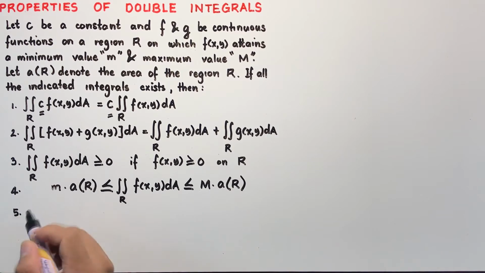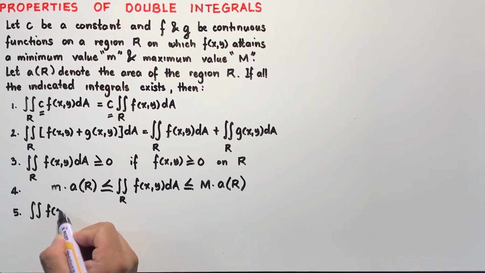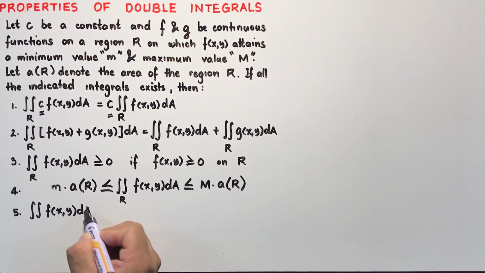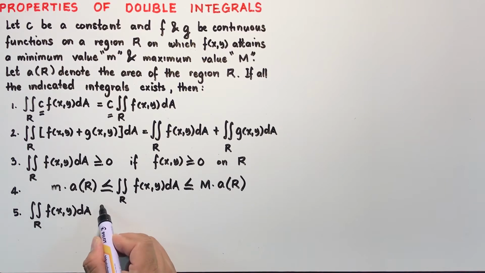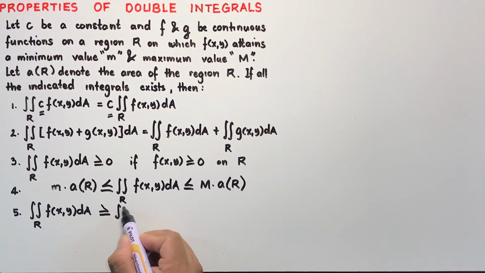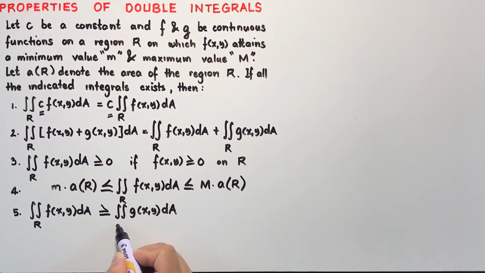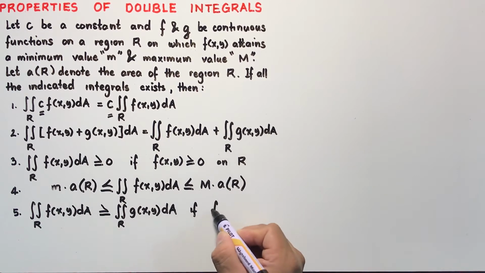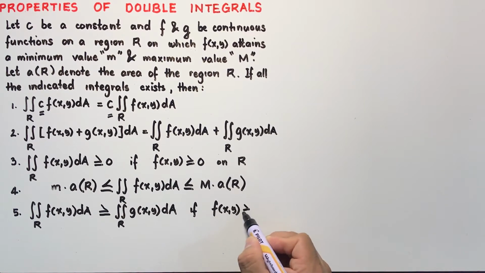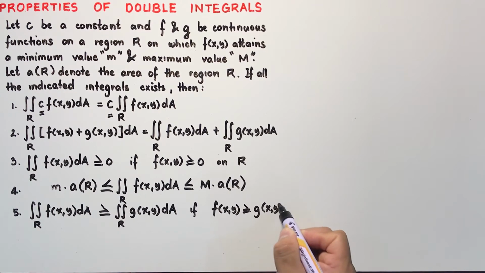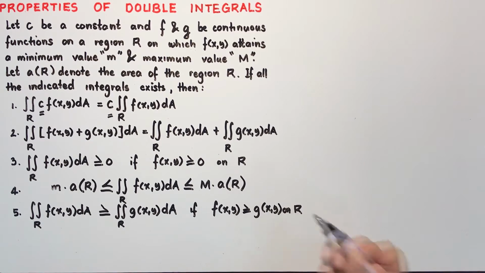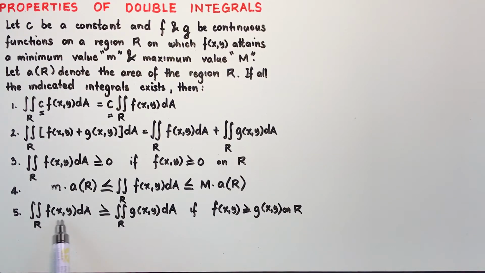Number 5. The double integral of the function f of x, y dA over a region is greater than or equal to the double integral of the function g of x, y dA over the region R if the function f is greater than or equal to the function g on the region R, which means that the double integral of the function f is greater than or equal to the double integral of the function g if your f is greater than g over the region R.